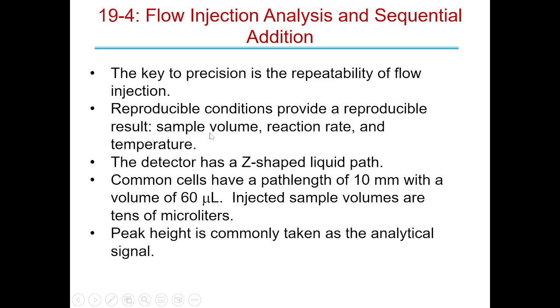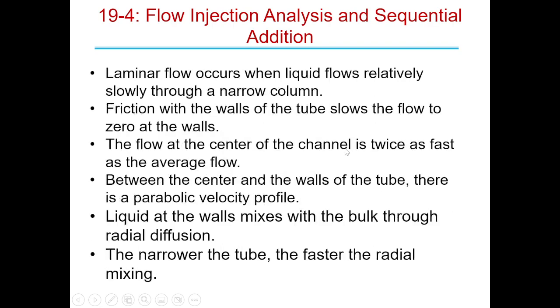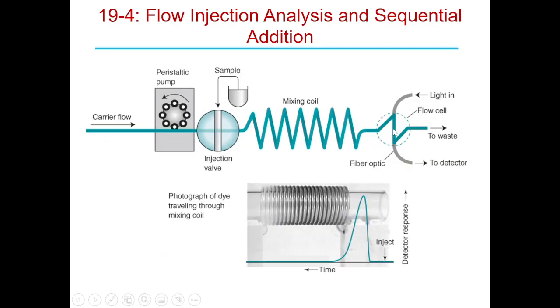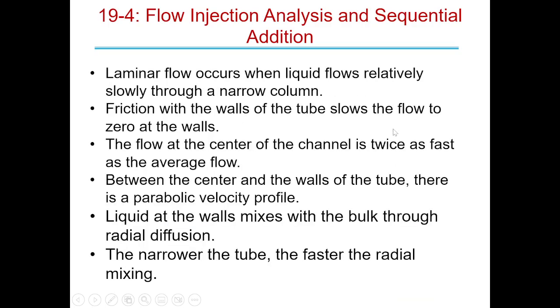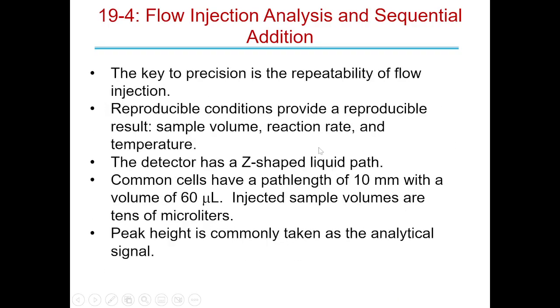You need to have your sample volume, your reaction rate, and temperature all need to be reproducible. You need to keep those consistent. The detector has a Z-shaped liquid path. You'll remember that, right? See the Z? The common cells will have a path length of 10 millimeters with a volume of 60 microliters.